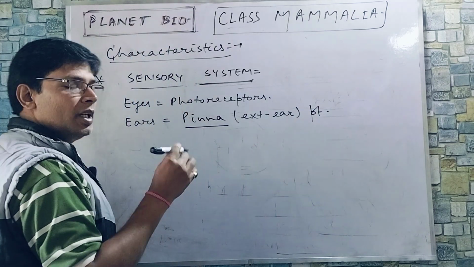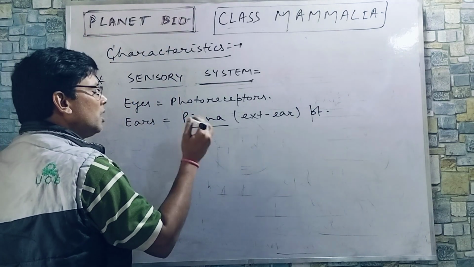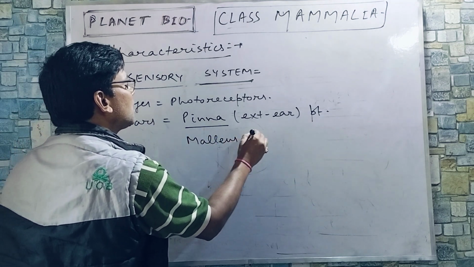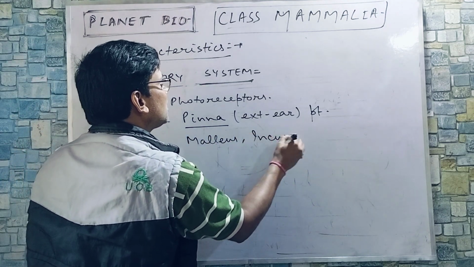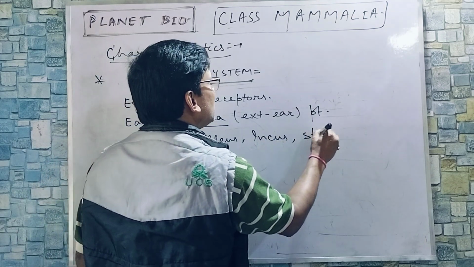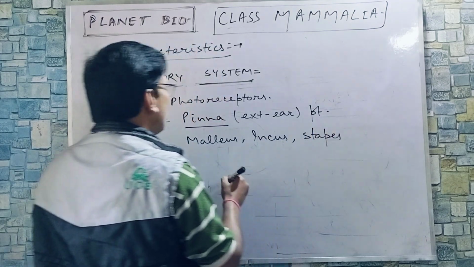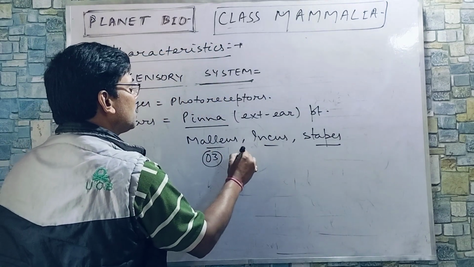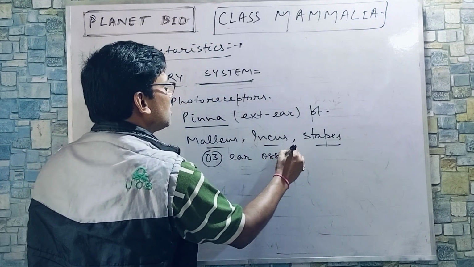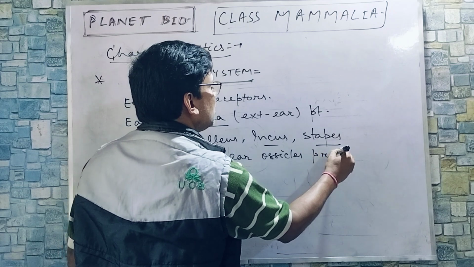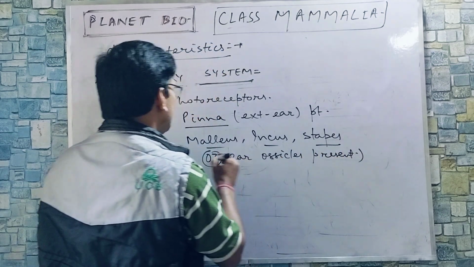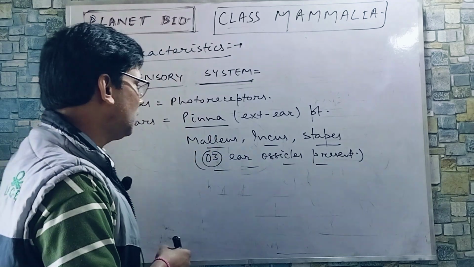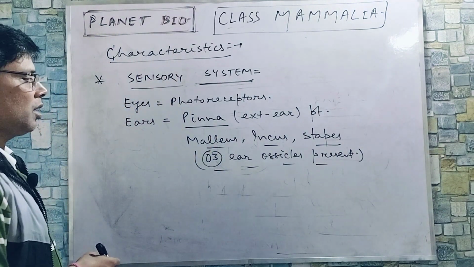And in the middle ear, three ear ossicles are present. Malleus, that is the largest one. Then incus, that is the middle, and stapes, the smallest one. Malleus, incus, stapes. Three ear ossicles, bones, are present. So 3 plus 3, 6 in both the ears. Malleus, incus, and stapes, three ear ossicles or bones are present.